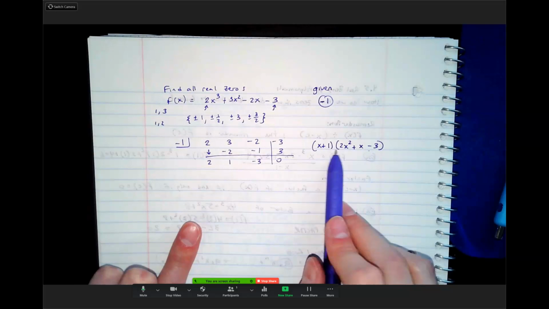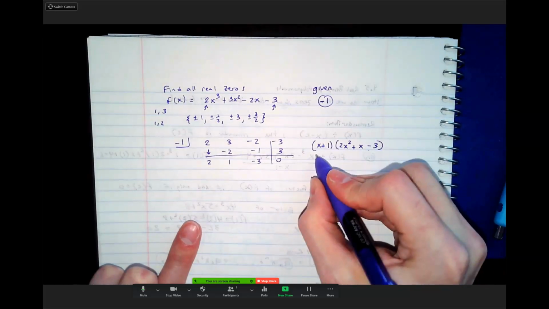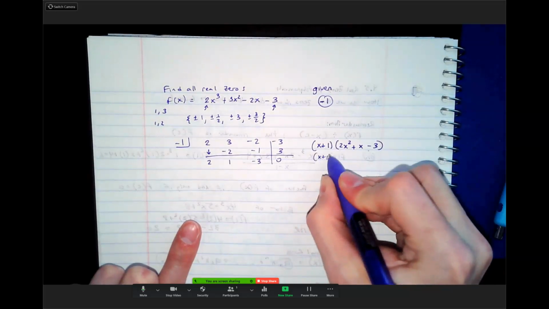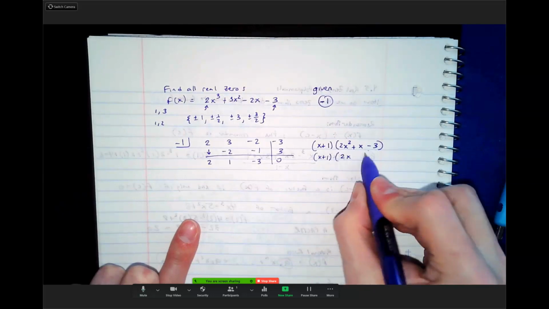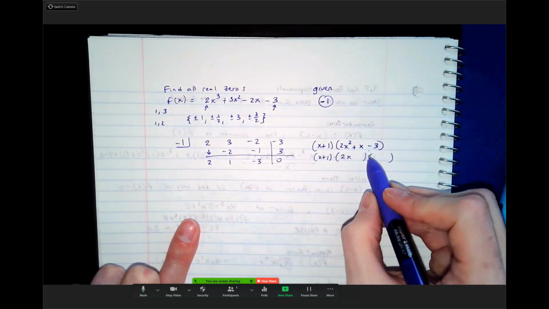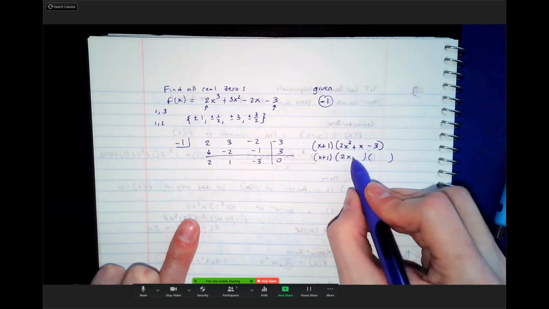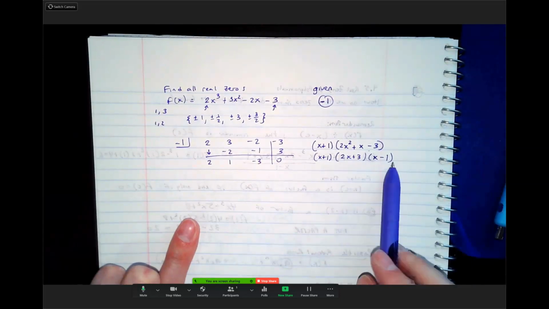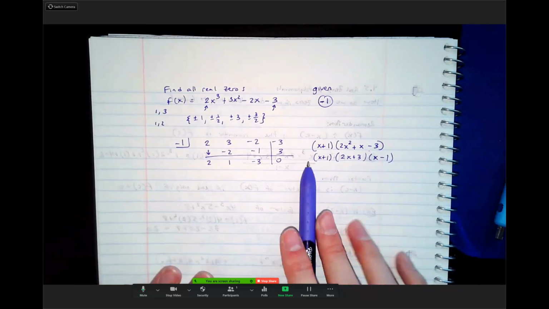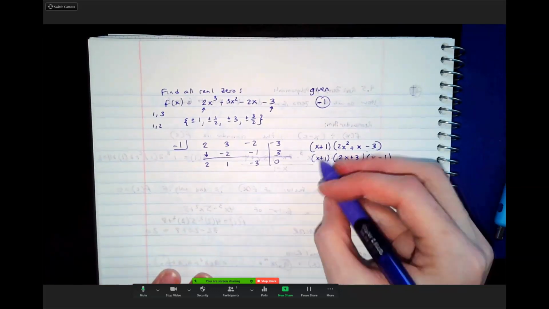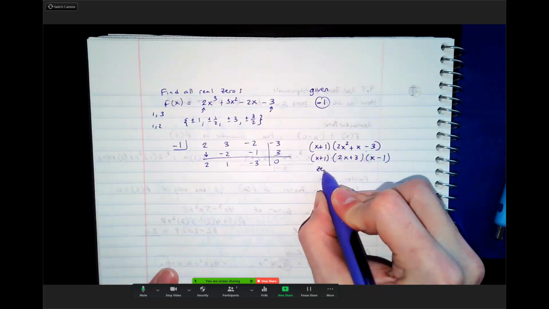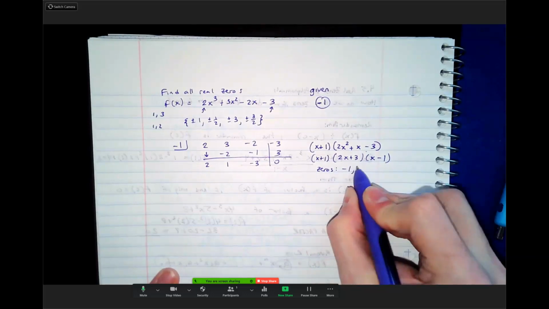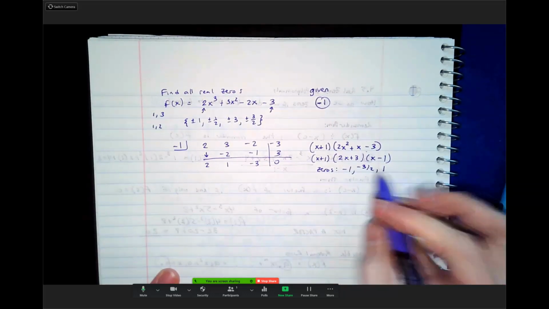This thing actually factors, I believe. X plus 1, 2x, this is plus 3 and minus 1. 2x squared minus 2x plus 3x, yeah, minus 3. So this thing factors all the way. So we can have our answers of our zeros: -1, -3 halves, and 1.